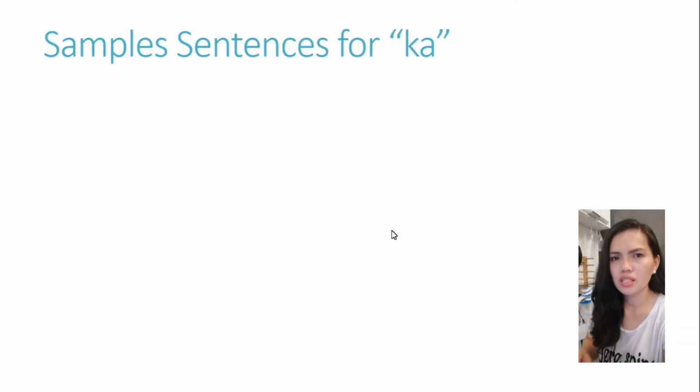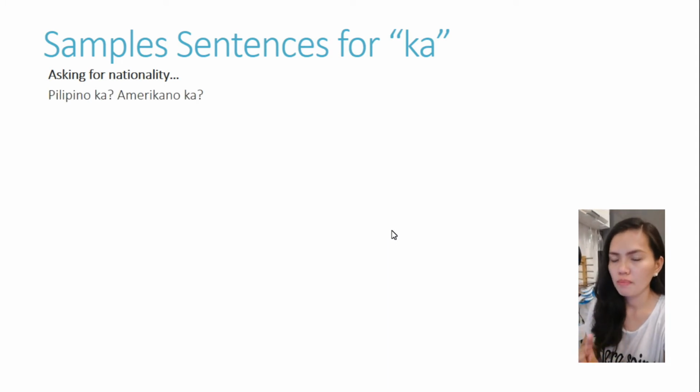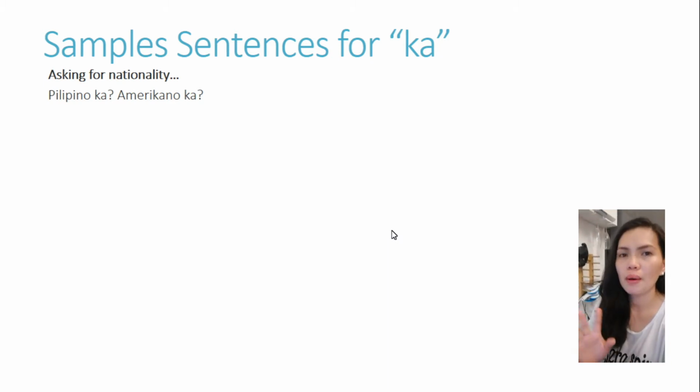Sample sentences for ka. Number one, asking for nationality. For example, Filipino ka, Americano ka. You don't say Americano Nimo, because if you say Americano Nimo, it will give you a different meaning. It's like your American lover, sort of like that. So you must be very careful when you use these two, ka and Nimo, because it will give you a different meaning. I'll talk more about that at a later part of this video.